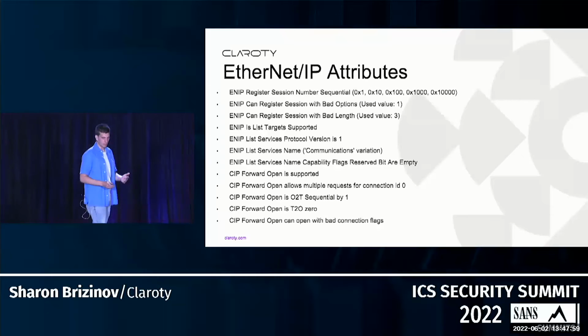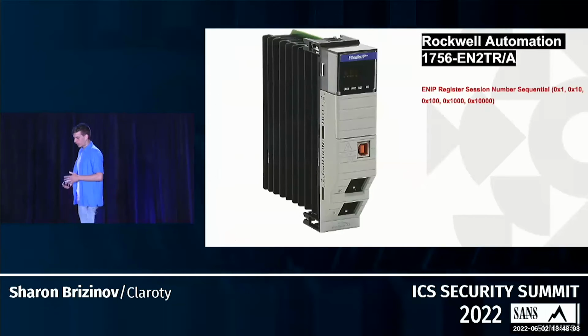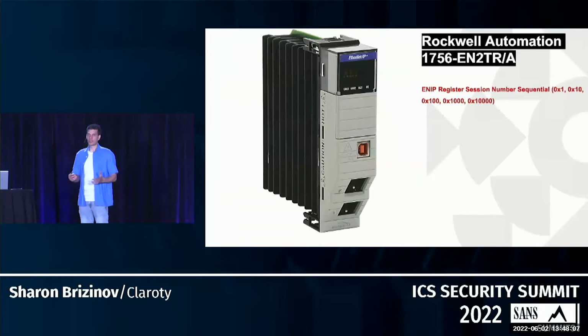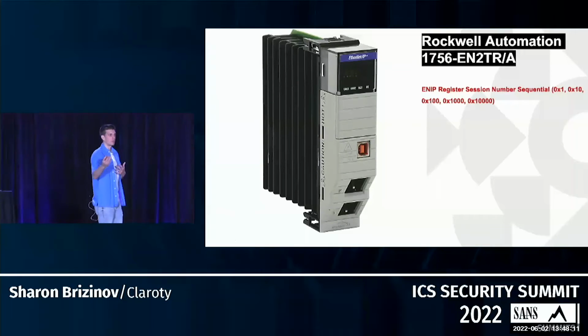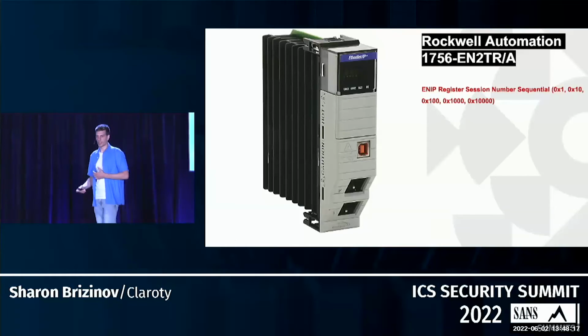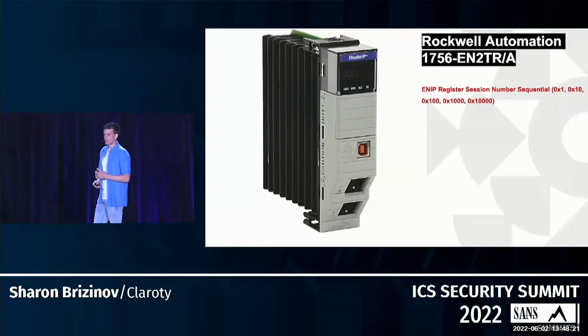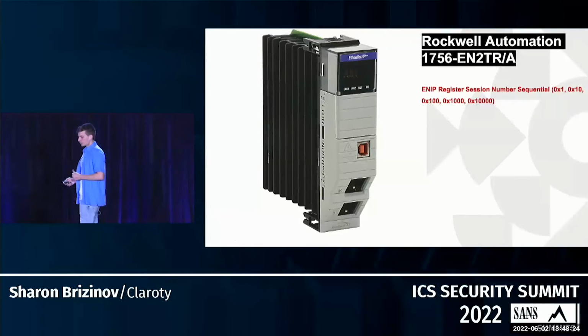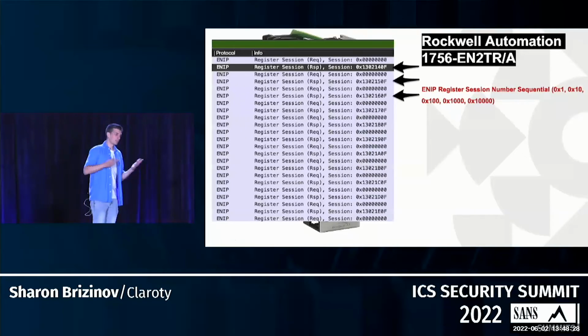And I'll give you an example. So let's focus on the first one, Ethernet IP register session. Now, the register session is one of the functionalities that Ethernet IP supports. So whenever we want to communicate with a remote device over Ethernet IP, we need to register a session. So we actually need to ask the device for a valid session ID. Now, if we take this example of a Rockwell Automation 1756 module, we can actually communicate with the device and create a session. And this is part of the protocol.